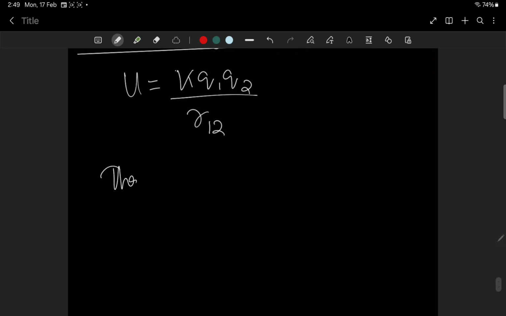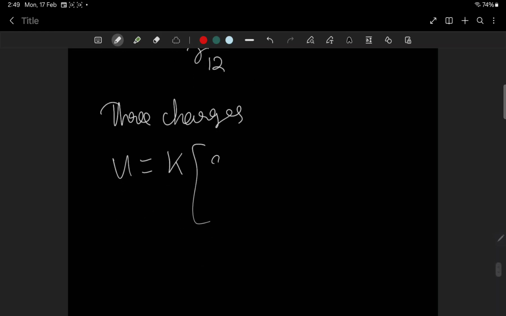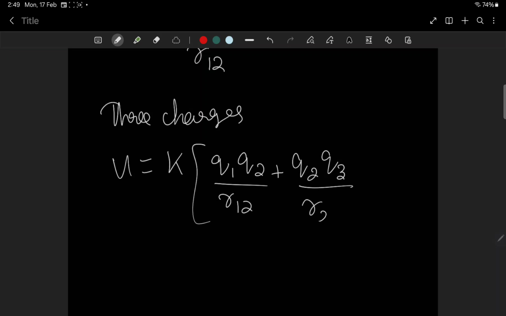For 3 charges, the equation will be U equal to K into Q1 Q2 by R12, that is, the first and second charges and the distance between them, plus Q2 Q3 by R23, plus Q3 Q1 by R31. This is the answer. If you are having multiple charges, you should write like this and go.